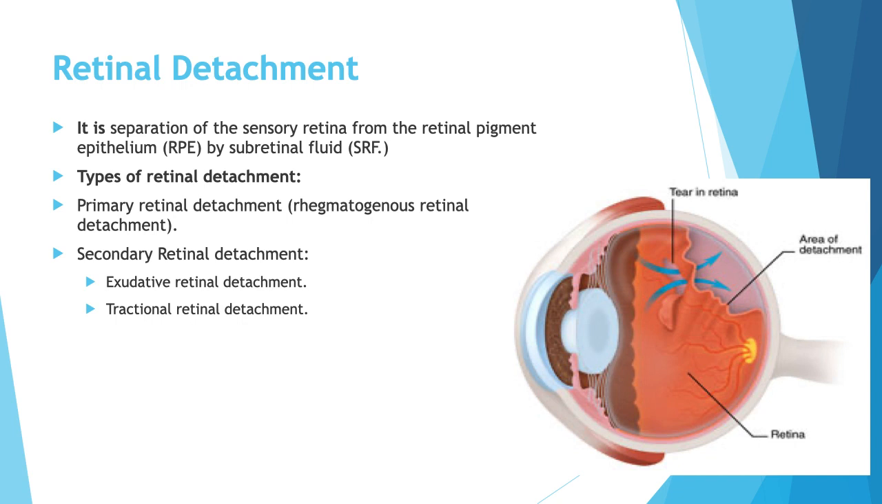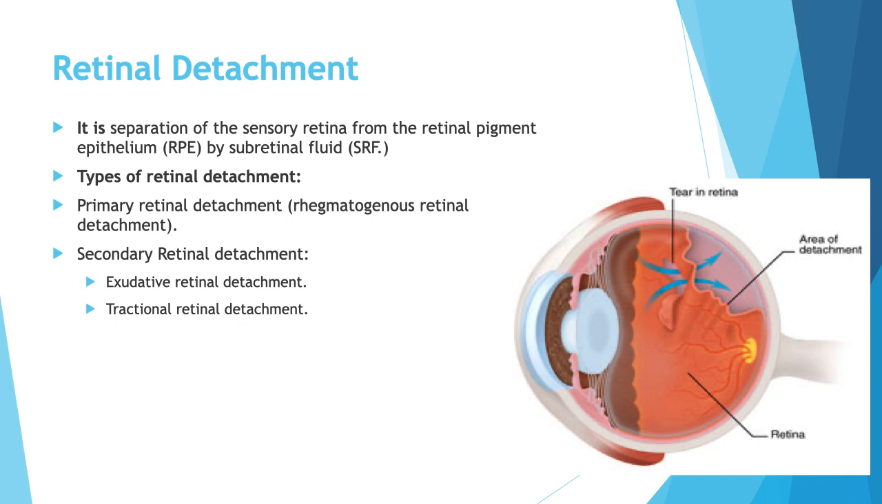What are the types of detachment? As we can see, there is primary retinal detachment. We call it rhegmatogenous because it is related to a retinal tear or break, something torn inside the retina. And there is secondary retinal detachment, where we find no break, but it could be exudative or tractional retinal detachment, as we will speak about in a minute.